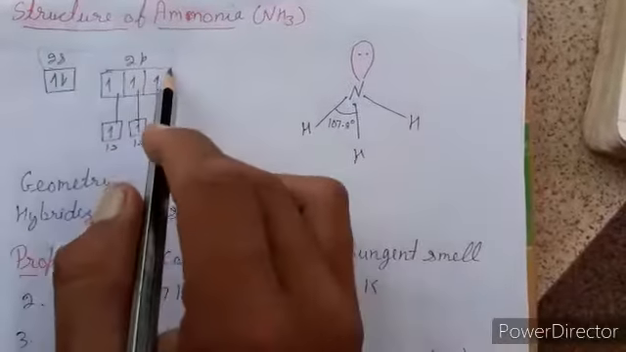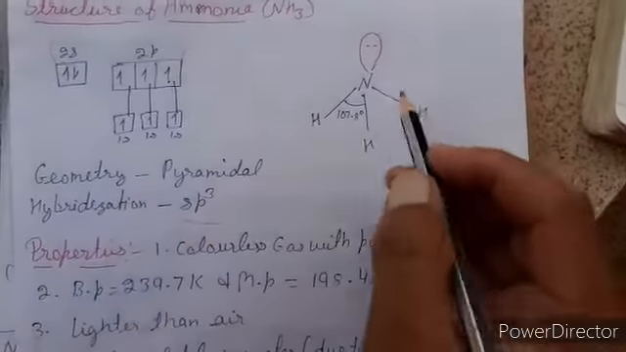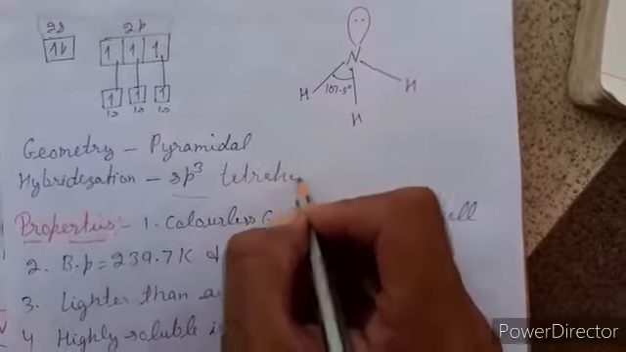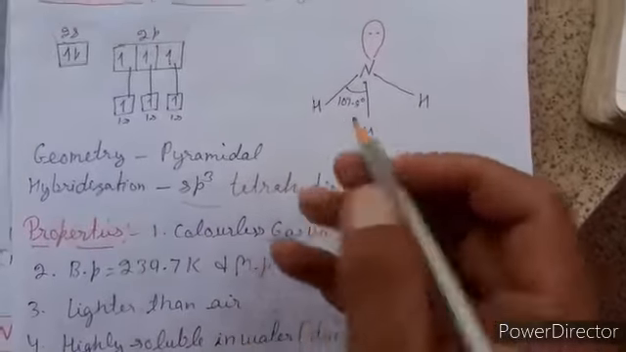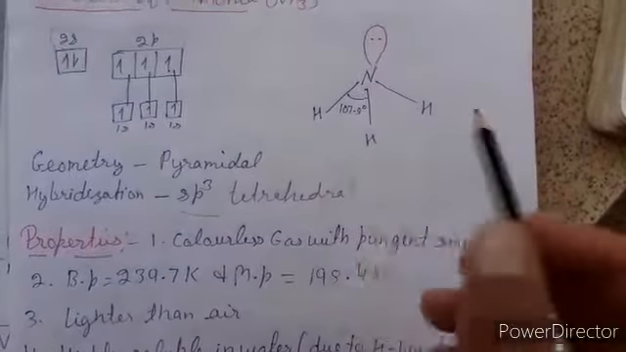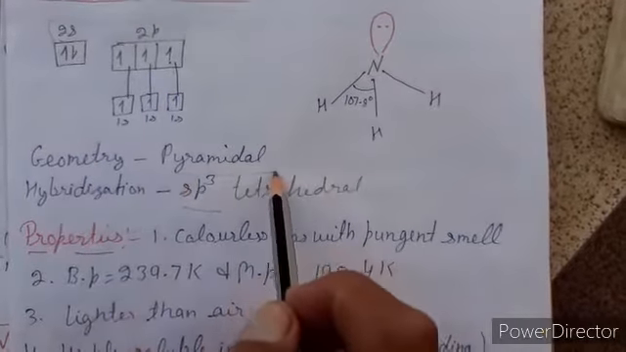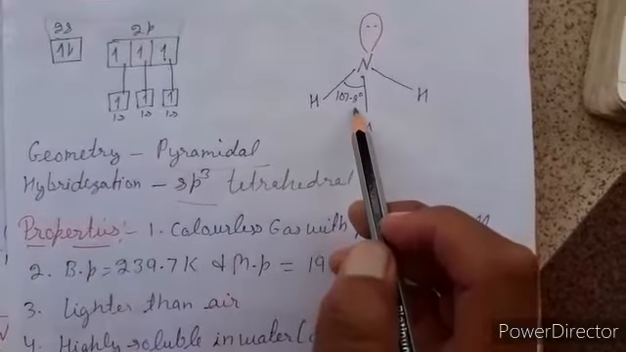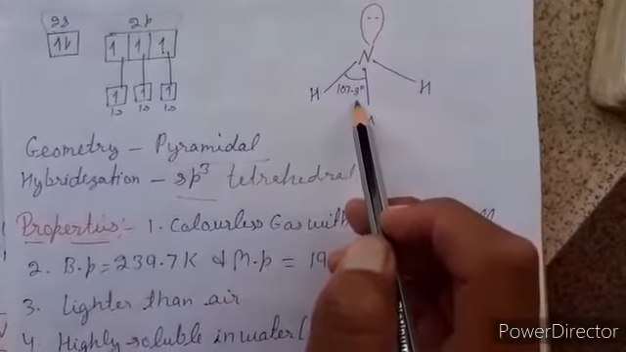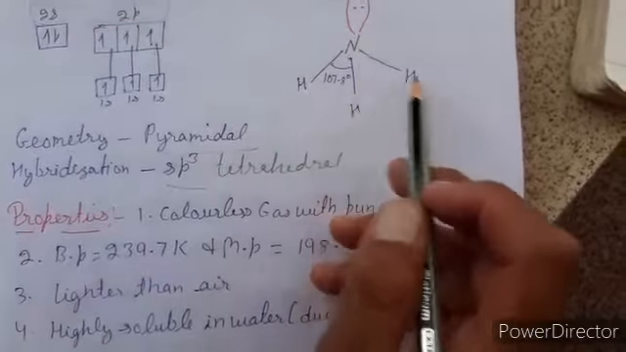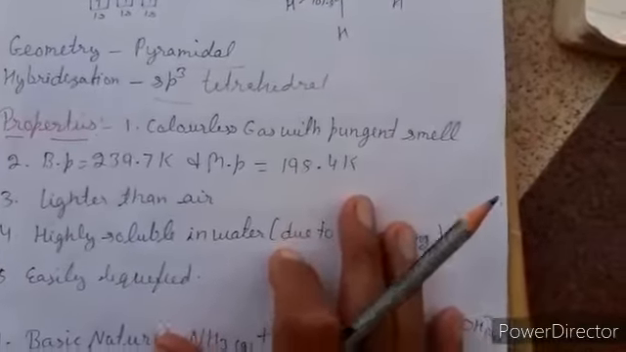According to this, it has sp3 hybridization and its shape according to this is tetrahedral, but due to the presence of a lone pair its structure is trigonal pyramidal, or you can simply say pyramidal structure. And you know that the HNH bond angle is 107.8 degrees, clear, and its bond length is 101.7 picometer between N and H.